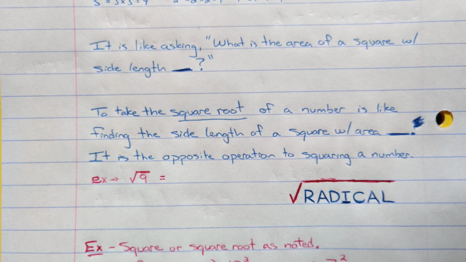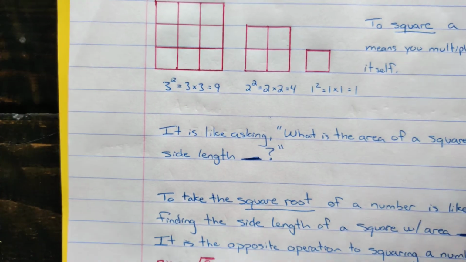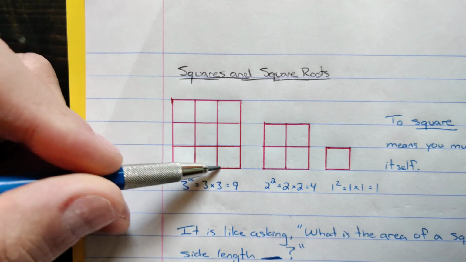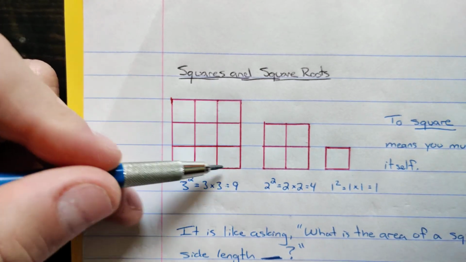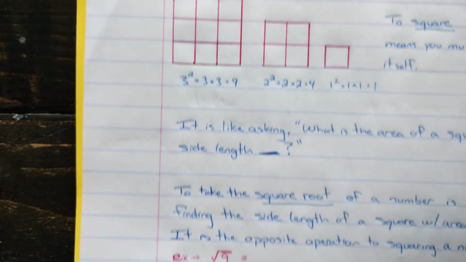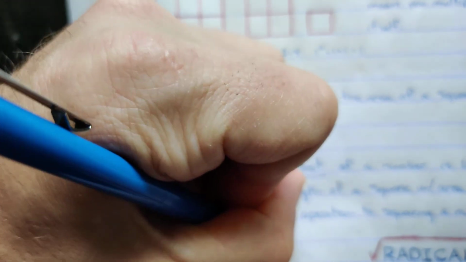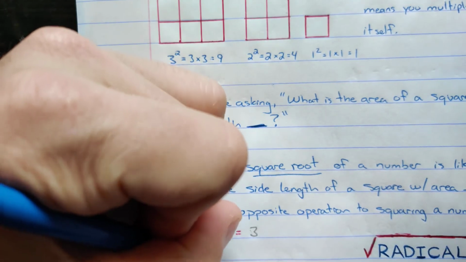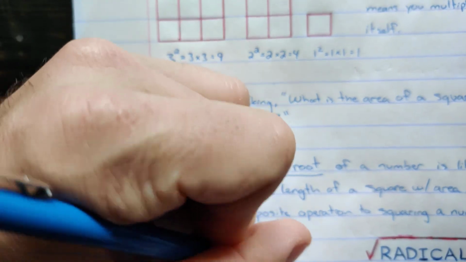To take the square root of a number, which is the opposite of squaring. So just like adding is the opposite of subtracting, and multiplying is the opposite of dividing, taking the square root is the opposite of squaring a number. It's just like finding the side length of a square with an area of whatever. So in the case of the square root of 9, what side length will we have if we have a square that has an area of 9? Well, the side length will be 1, 2, 3. So square root of 9 is equal to 3, as 3 times 3 equals 9.